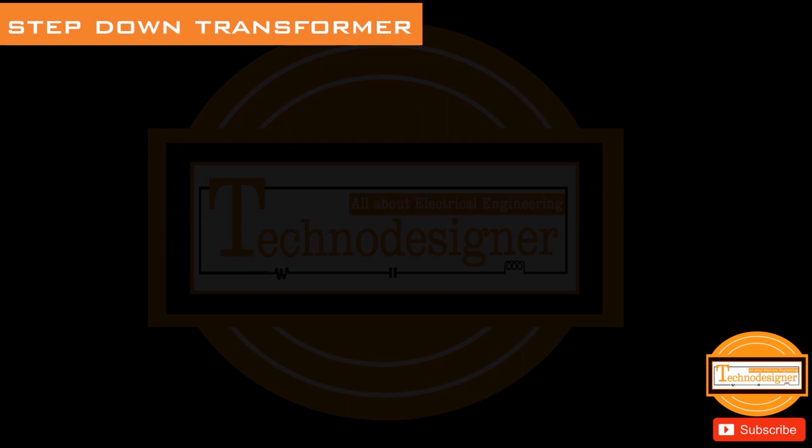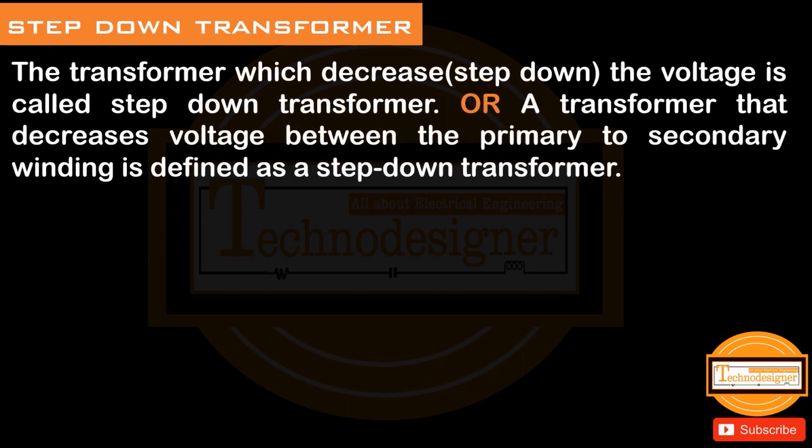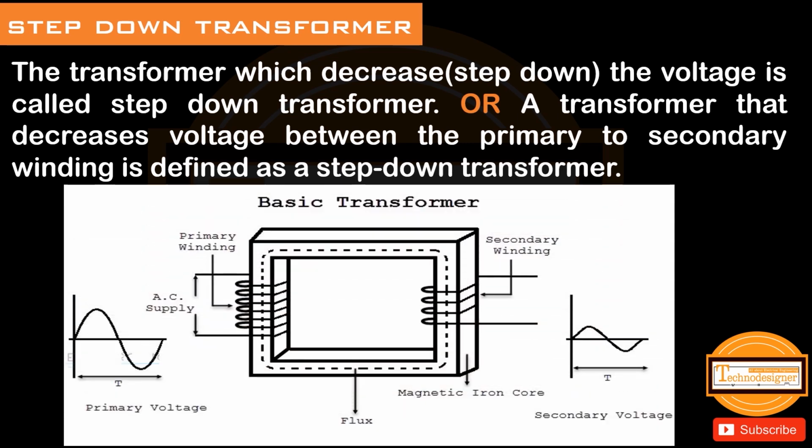Step-down transformer. The transformer which decreases, steps down, the voltage is called step-down transformer. Or, a transformer that decreases voltage between the primary to secondary winding is defined as a step-down transformer. From the figure, note that we are giving voltages to primary winding and we are getting output from secondary winding. Also, for step-down transformer, we have more windings in the primary coil as compared to secondary coil.